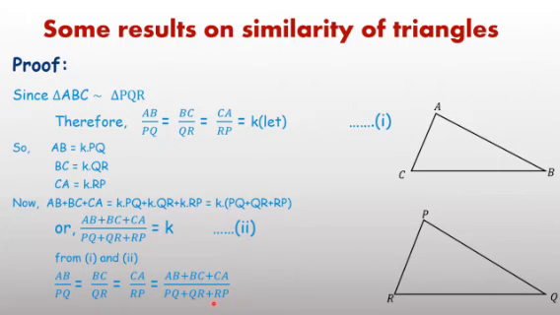In this pattern, based on similarity of triangles, I have covered four results. First for medians, second for altitudes, third for angle bisector, and fourth for perimeter. Whenever required, you can apply these results in solving questions. Therefore, I have not written these as questions, I have written these as results on similarity of triangles.